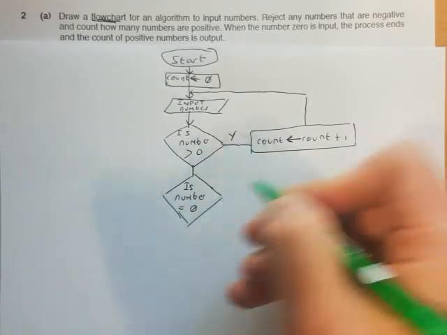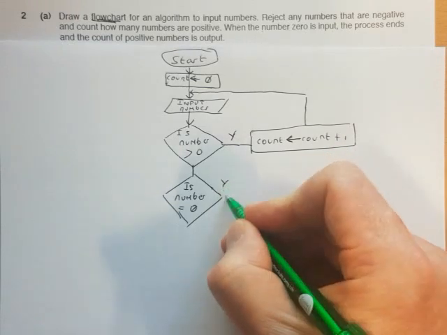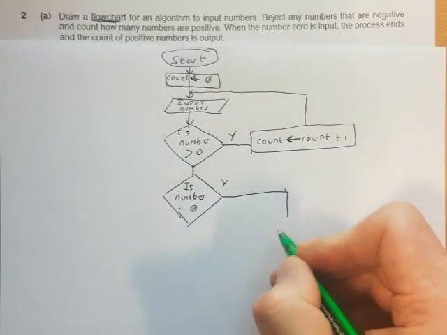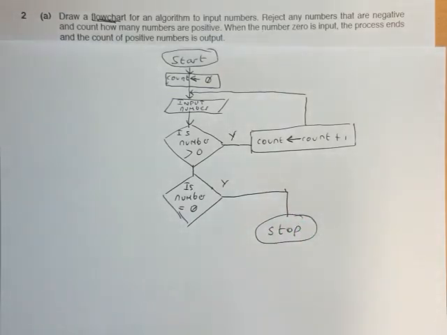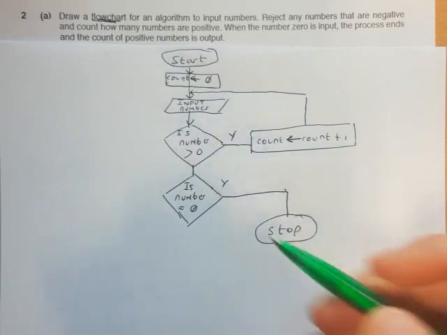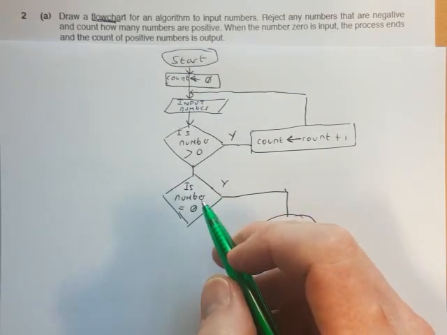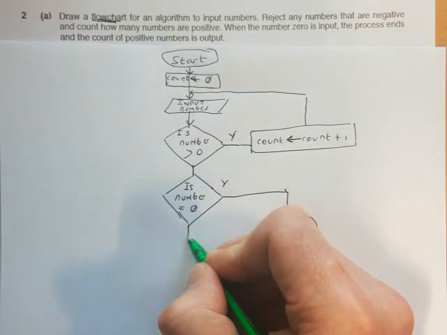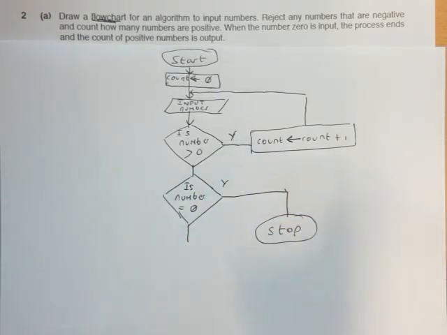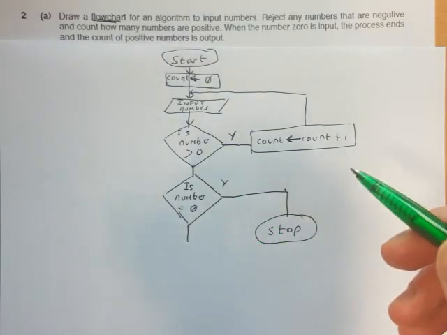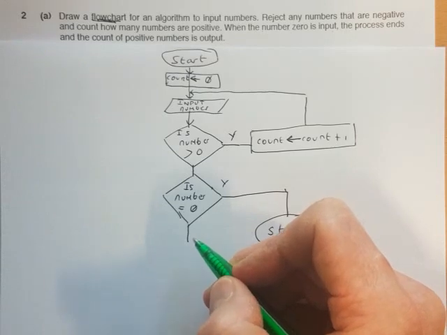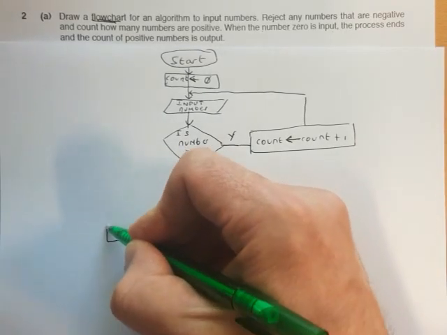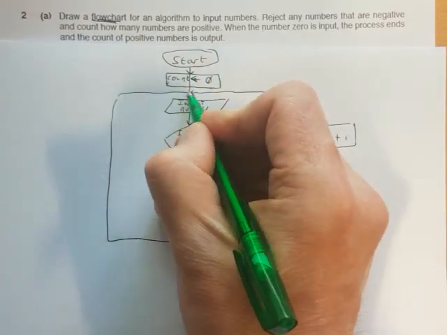Okay. So if it is equal to 0, we're going to come here and we're just going to stop. Okay. If the number is not 0, we're going to continue, and actually that should work fine. I think that should work fine. So we need to come back up here, run that through there.